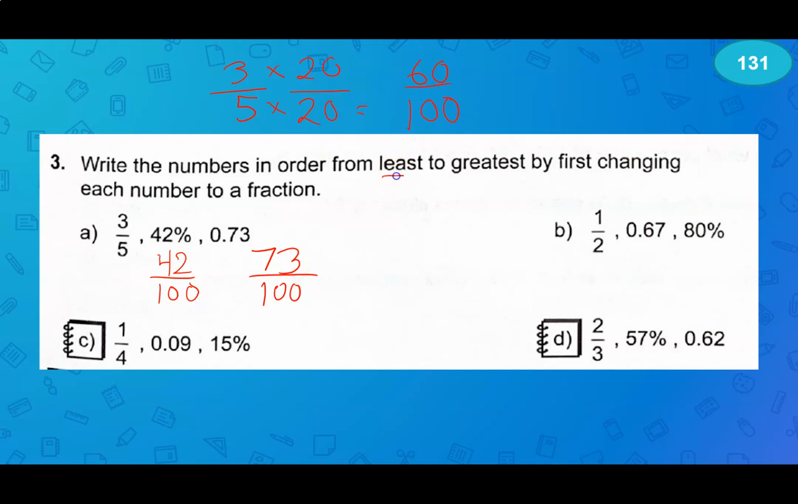Our job is to write them from least to greatest. So the smallest one is 42 hundredths or 42%. And typically you write the numbers in the form they were in the question. Next, 60 hundredths or 3/5. And finally, 73 hundredths or 0.73. That is your final answer. Please try part B on your own. Part C and D are optional.